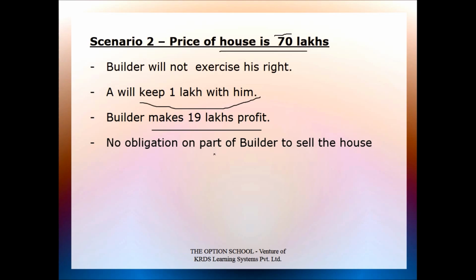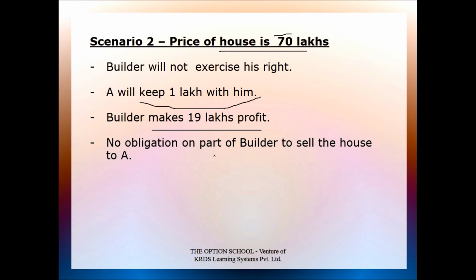No obligation on part of builder to sell the house to Mr. A. So this is known as put option, because builder has purchased a right to sell. Whether he uses that right or whether he doesn't use that right is purely his choice. Whenever using the right will be beneficial to him, he will use the right. But in case using the right is not beneficial to him, then he will not use the right. In this case, when the price of the house has gone up, obviously he will make more profit if he doesn't sell to A and doesn't use his right. If he sells to somebody else, he will be making extra profit.